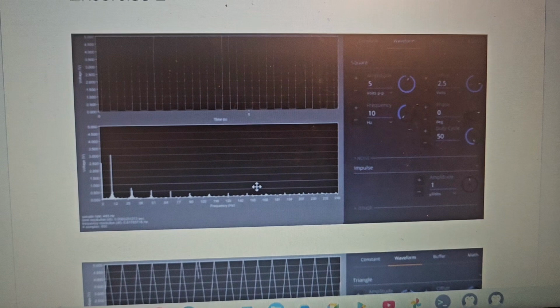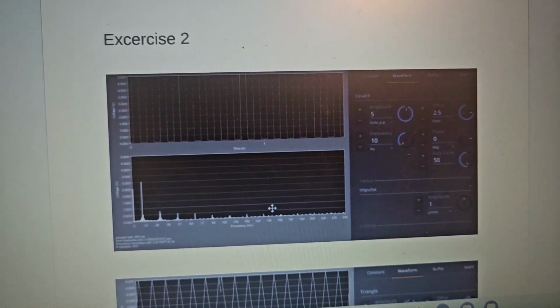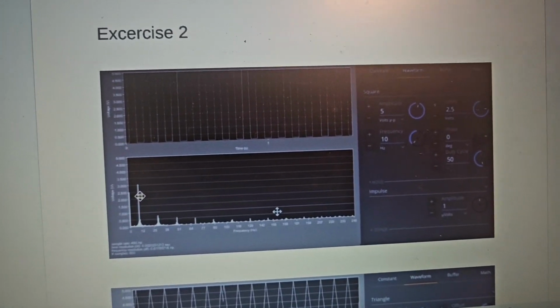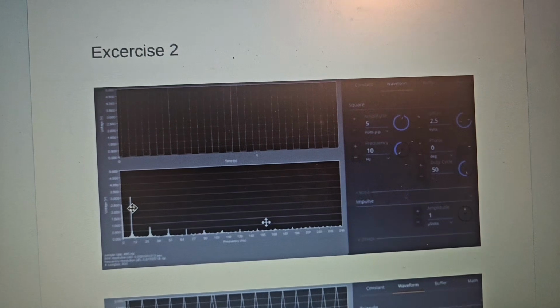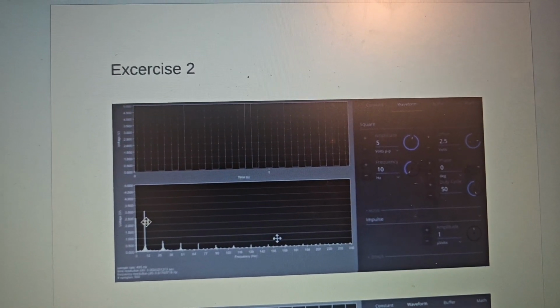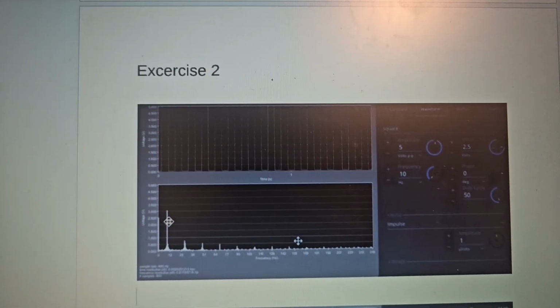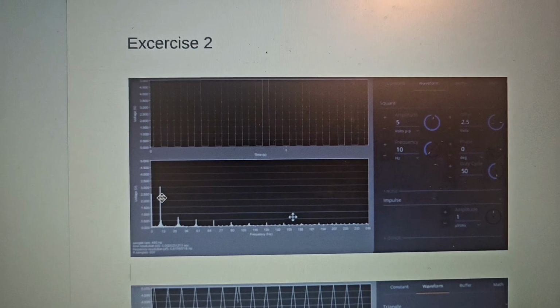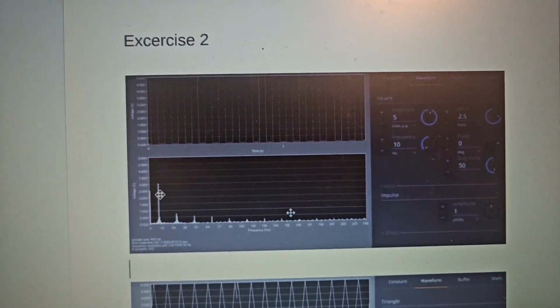Next, for exercise 2, we have the square wave, and as you can see here, we have multiple aliasing frequencies. This is due to the fact that the square wave is made up of an infinite series of sine waves acting at different multiples of the fundamental frequency.